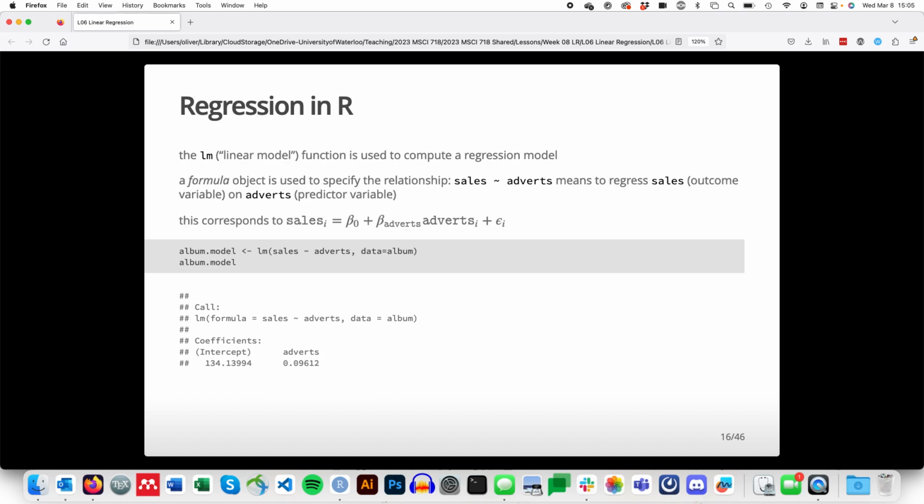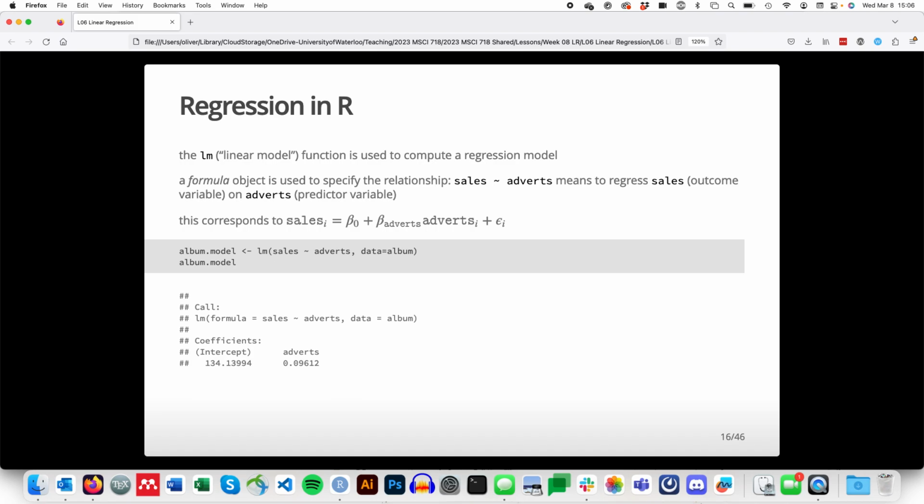Okay, and then adverts. Who can interpret adverts for me? If you put $1 more on advertisement, it will increase sales by 0.09612. That is correct, but to be very pedantic, it's not every dollar or pound or whatever. What is the unit of the adverts? 1 unit of advertisement, which in monetary values is what? 1,000 pounds, yeah. So every 1,000 pounds is it.